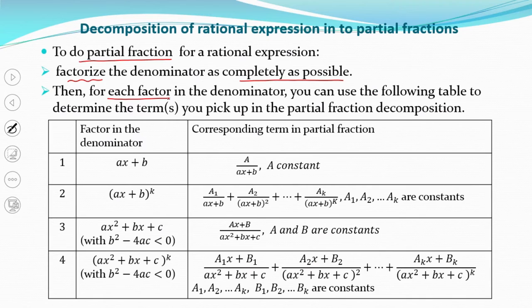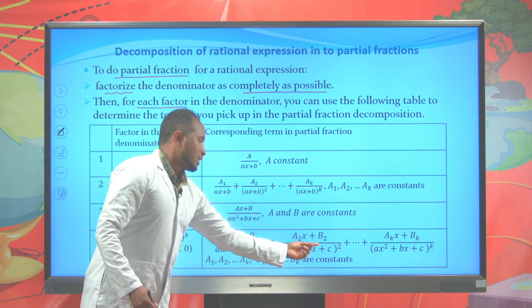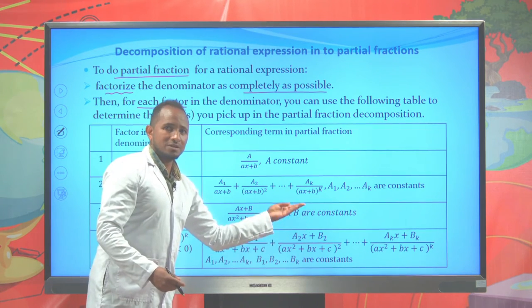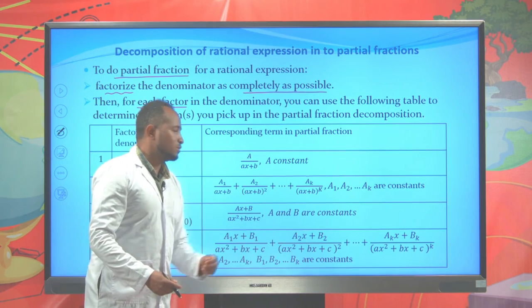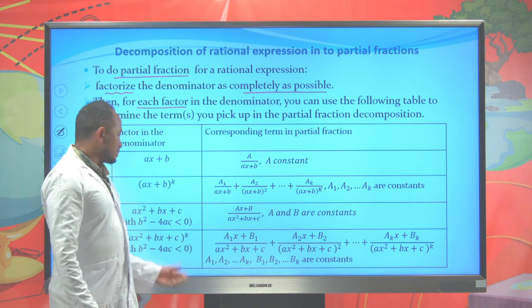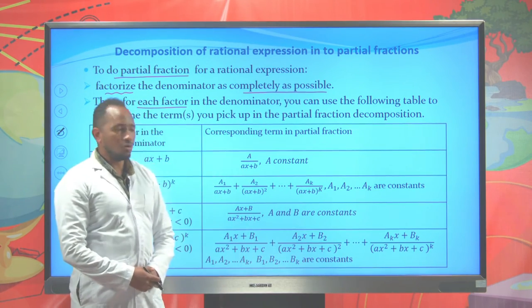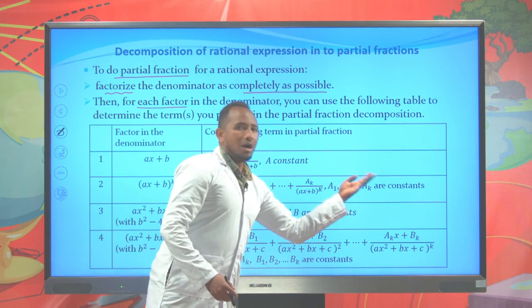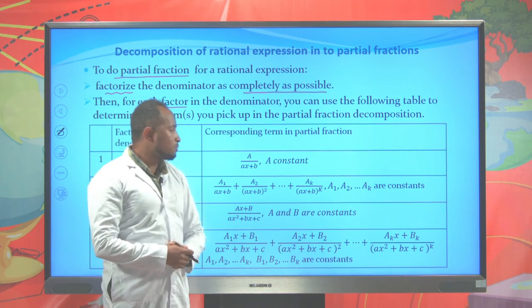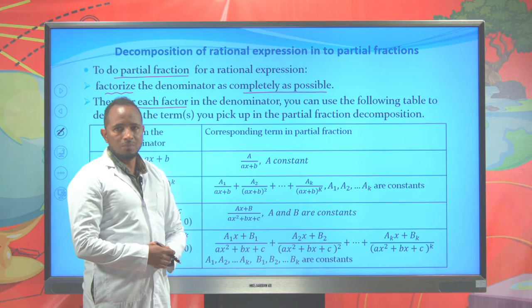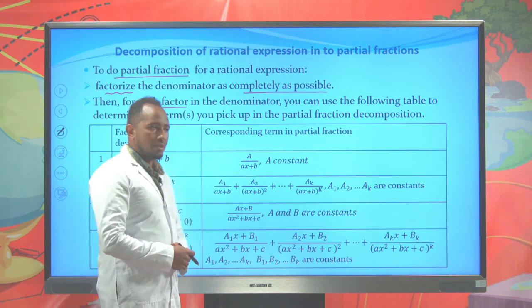in this case, the corresponding terms in the partial fraction will be A1x plus B1 divided by ax squared plus bx plus c, plus A2x plus B2 over ax squared plus bx plus c squared, where the numerator takes a linear form, plus up to the k-th power, ax squared plus bx plus c to the power of k, where the numerator again takes a linear form, Akx plus Bk. Now let's continue to an example.